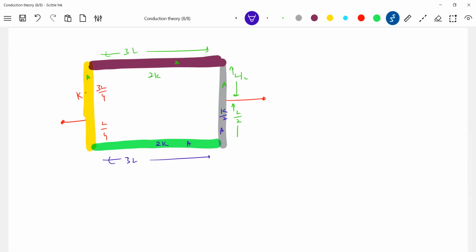Now I want the effective resistance across X and Y. Look at this rod. I just wanted to find out, what will this length become? 3L by 4. This is L by 4. Here at the midpoint, I'm connecting it.